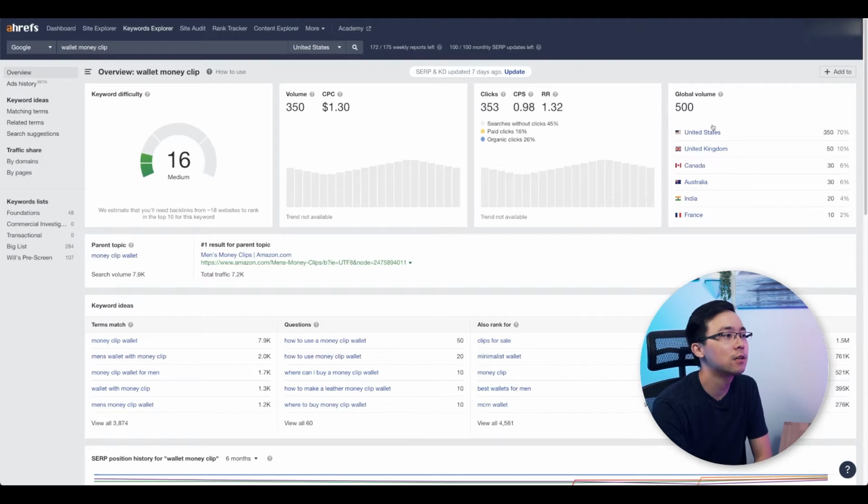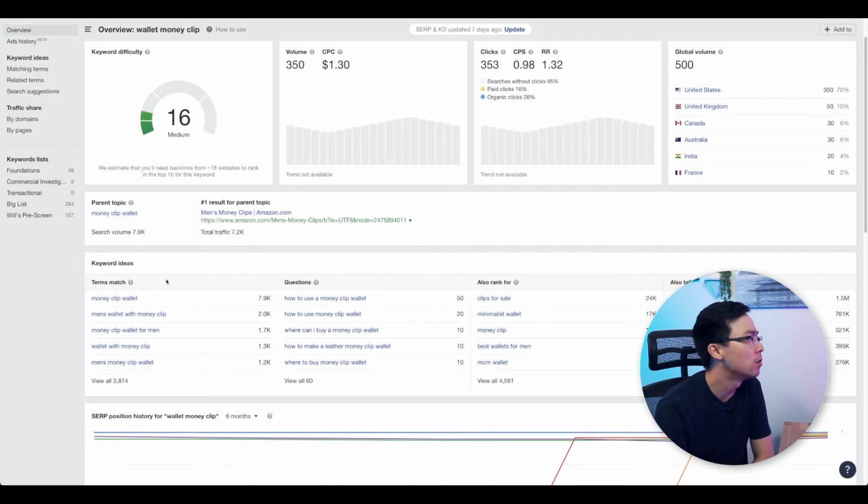And what you'll see is that for the global volume, so for all of the search phrases, not just in the US, you'll see that the global volume is 500, which is another really good thing to see. What I like to look at when I am in this overview tab is to look at things like the keyword ideas section.